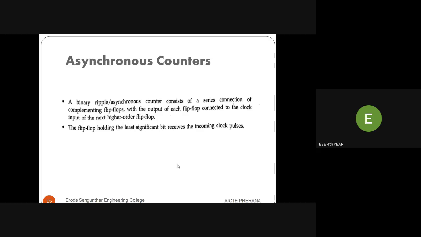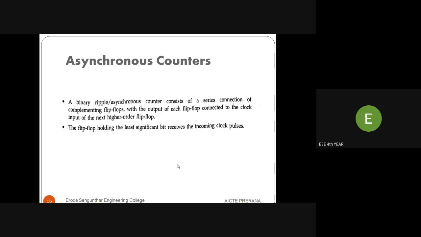Okay, next, the second type of counter is called the asynchronous counter. What does asynchronous counter mean? When all the flip flops are clocked simultaneously, it is called a synchronous counter. When all the flip flops are not clocked simultaneously, it is called an asynchronous counter. The synchronous counter has another name, parallel counter. The asynchronous counter has another name, binary ripple counter.